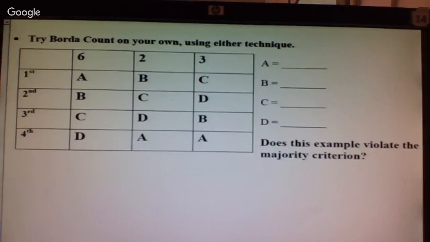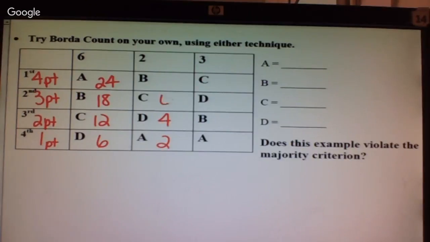Okay. So, last place, we're giving out 1 point. Next to last, we give out 2, 3, and 4. So, the first column, we have 6 voters. D gets 1 point for each vote, so that's 6 total points. They get 2 points for each vote, so that's 12, 18, 24. This column is 2, so they get 2, 4, 6, and 8, and 3, 6, 9, and 12.